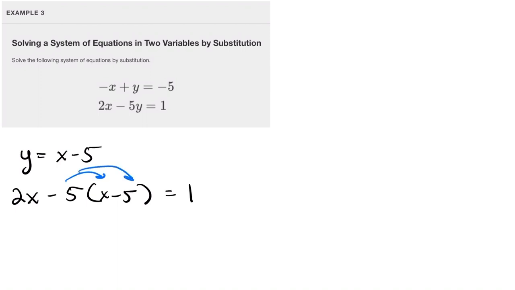We're going to distribute this negative 5. Minus 5x plus 25 equals 1. So 2 minus 5 is negative 3. I'm going to move the negative 3x to the right. I'm going to add 3x to both sides and subtract 1. We'll get 3x equals 24. So what is that? x equals 8.